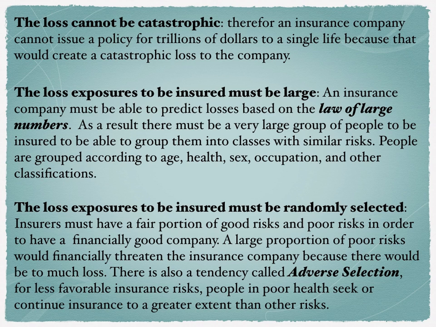The loss exposure to be insured must be randomly selected. Insurers must have a fair portion of good risks and poor risks in order to have a financially good company. A large portion of poor risks would financially threaten the company because there would be too much loss. There is also a tendency called adverse selection for less favorable insurance risks. People in poor health continue insurance to a greater extent than other risks.